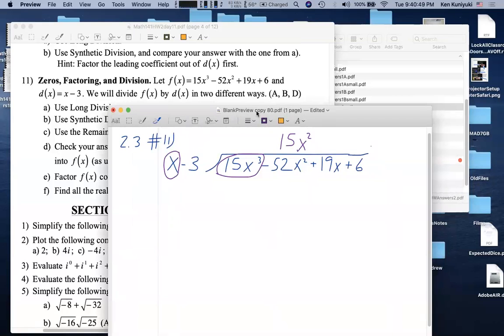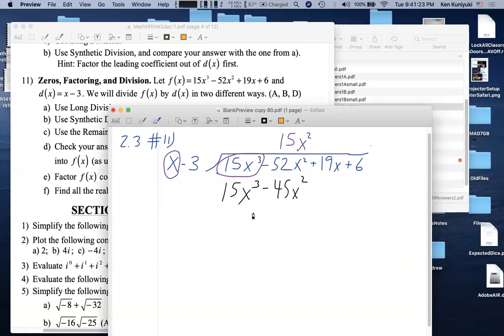And then what do we do? We multiply the 15x squared by the x. I'll just do this in black. All right, so 15x squared times x is 15x cubed. That was the whole point. And then 15x squared times negative 3 is a negative 45x squared. All right, but wait. We want to subtract this thing, right?